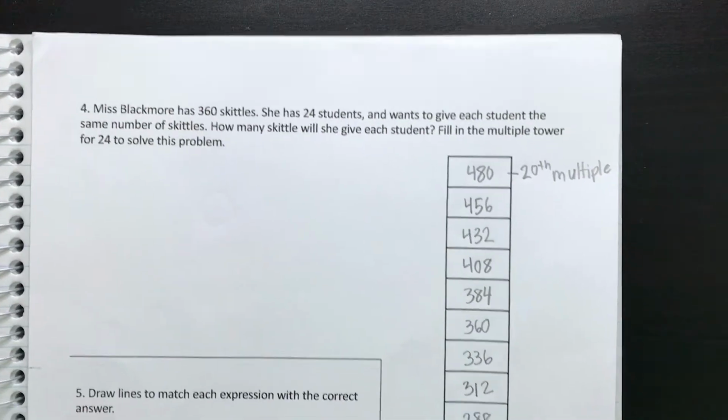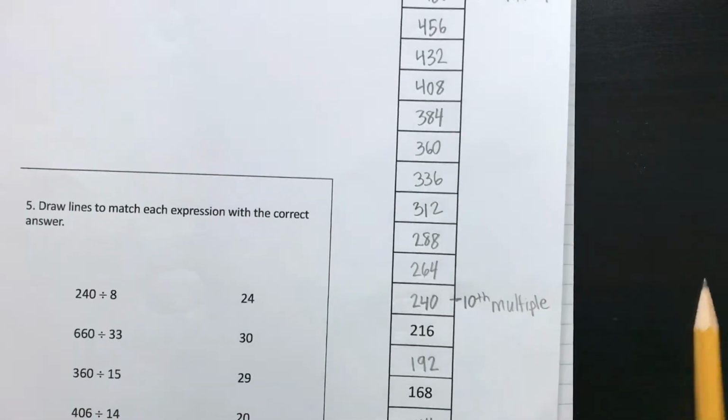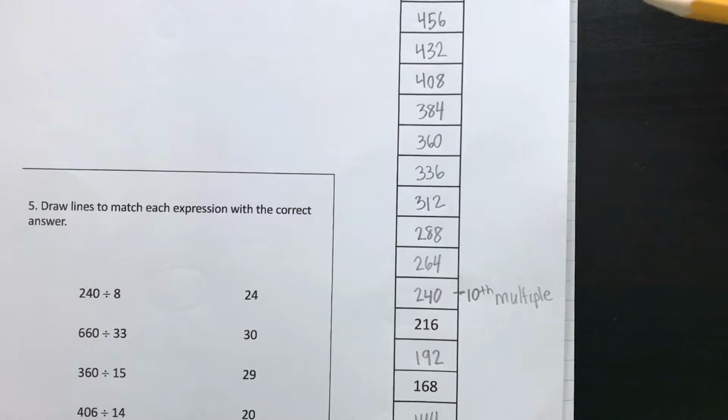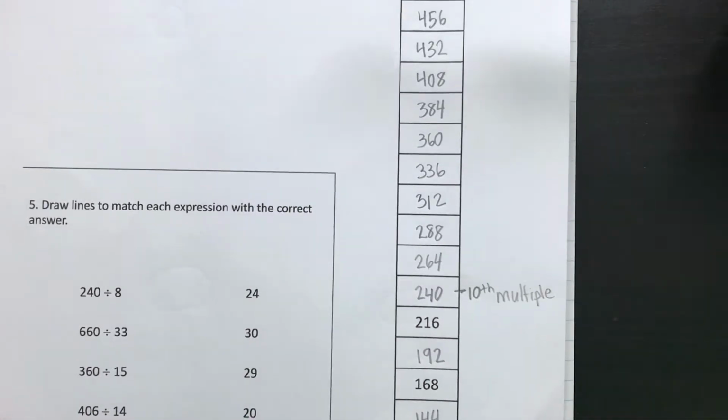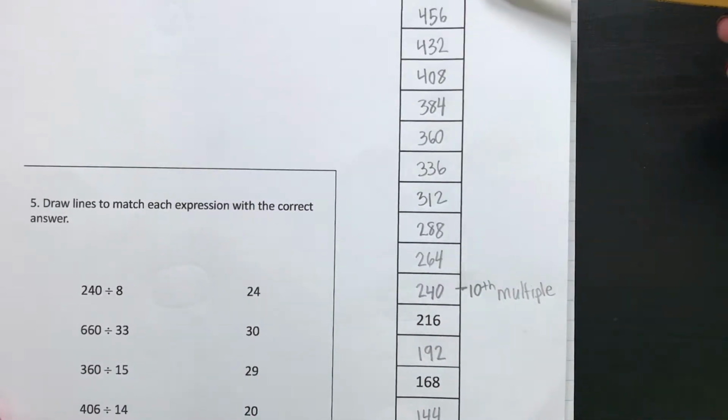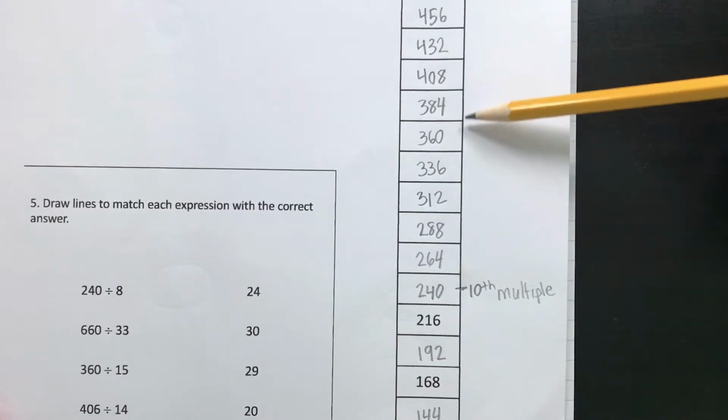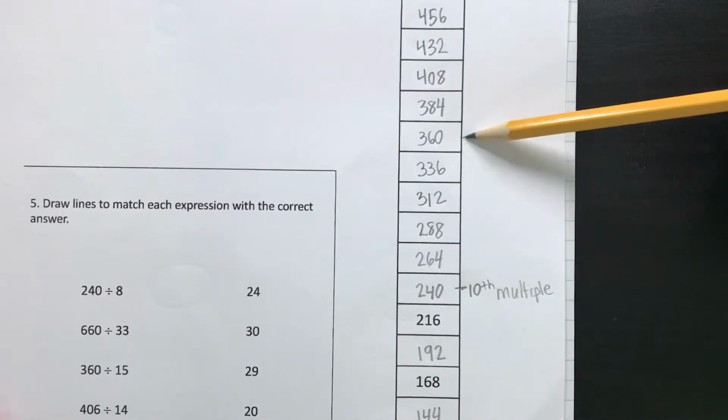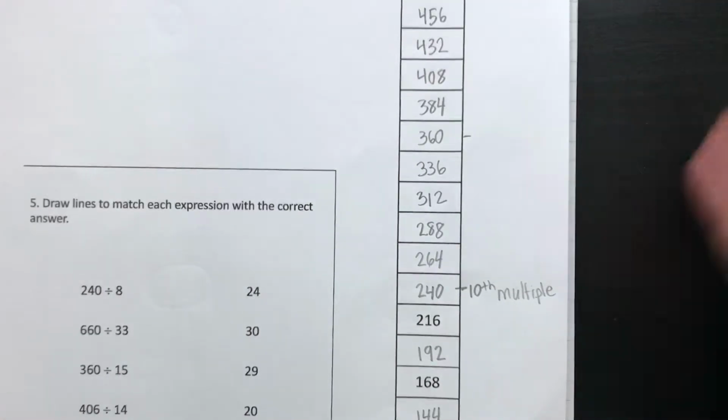So if we know that there's 24 students, we can use this multiple tower of 24 to figure out how many each student would get. So since there's 360 Skittles, we want to try and find that on our multiple tower, and it is right here. You can see 360 is right there.